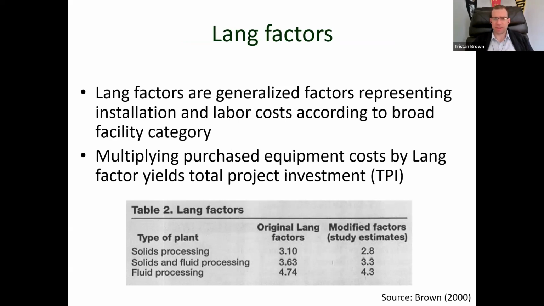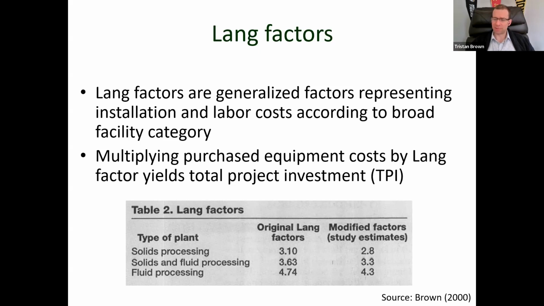Lang factors are generalized factors representing installation and labor costs according to a broad facility category. And so we've kind of moved past these, but you'll still see them in some of the older literature, so it's worth mentioning. This is a very, very simple methodology. You basically just take your purchased equipment costs, you determine, is it a solids processing, a fluid processing, or a solid and fluid processing facility. You figure out what that Lang factor is based on this table here, and you multiply it by your purchase equipment costs, and that will give you your total capital costs. So very basic.